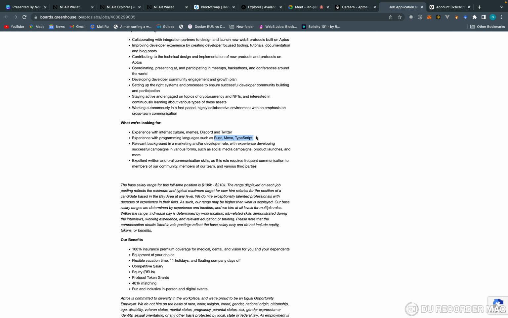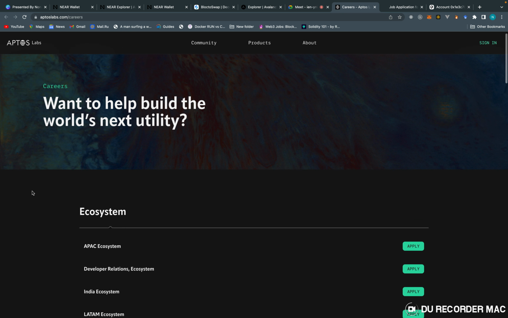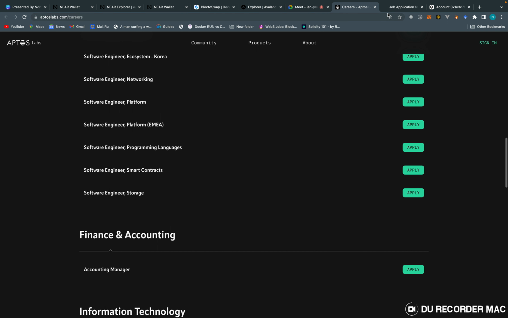But you should actually know where you are applying. I think these Aptos Labs are the guys that are actually building the protocol. Move is the language for writing smart contracts on Aptos. So this is Aptos Labs, and they are the ones building Move and maintaining the protocol, so I don't expect them to be looking for it.